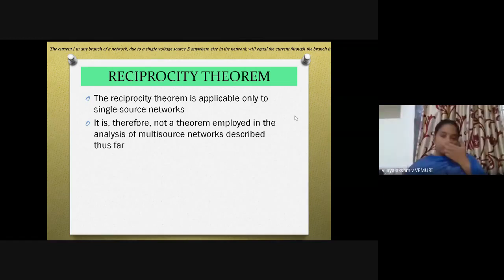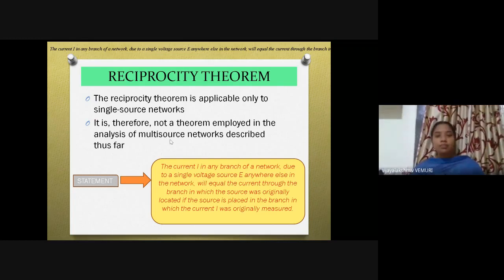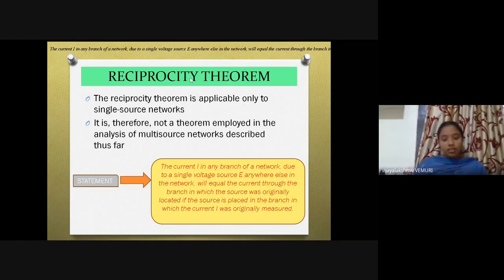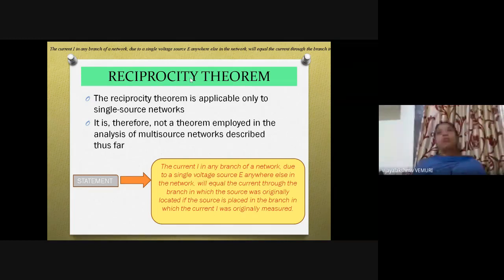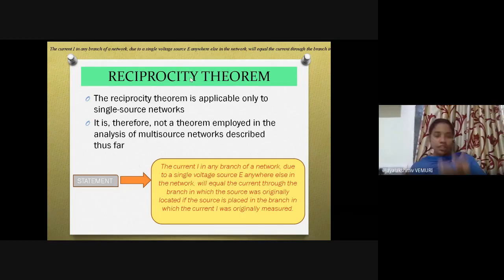Okay, next, coming to the statement of reciprocity theorem. What is the statement here? The name itself tells you: reciprocity means reciprocal. Reciprocal means what? For example, if you have a resistance, the reciprocal of resistance is called conductance. The reciprocal of conductance is called resistance. That means a reverse value, that is what we call a reciprocal. From that only this theorem has come, reciprocity theorem.